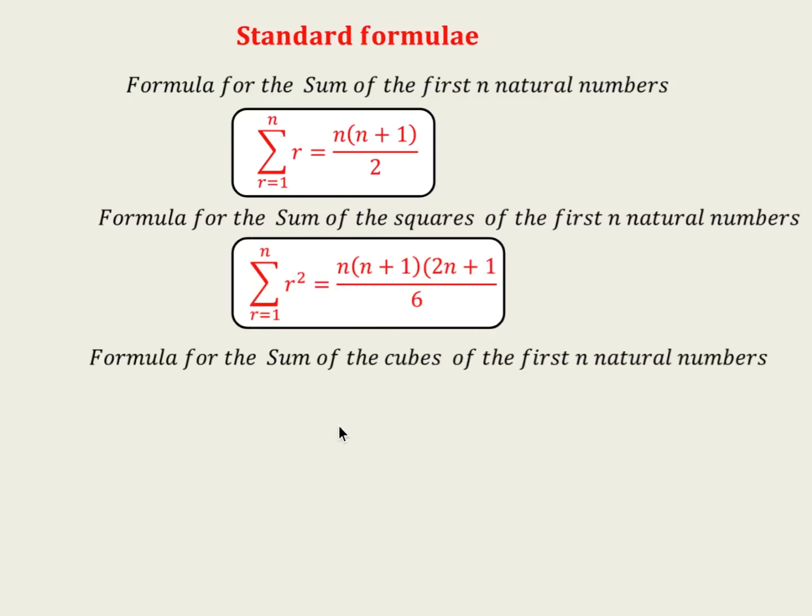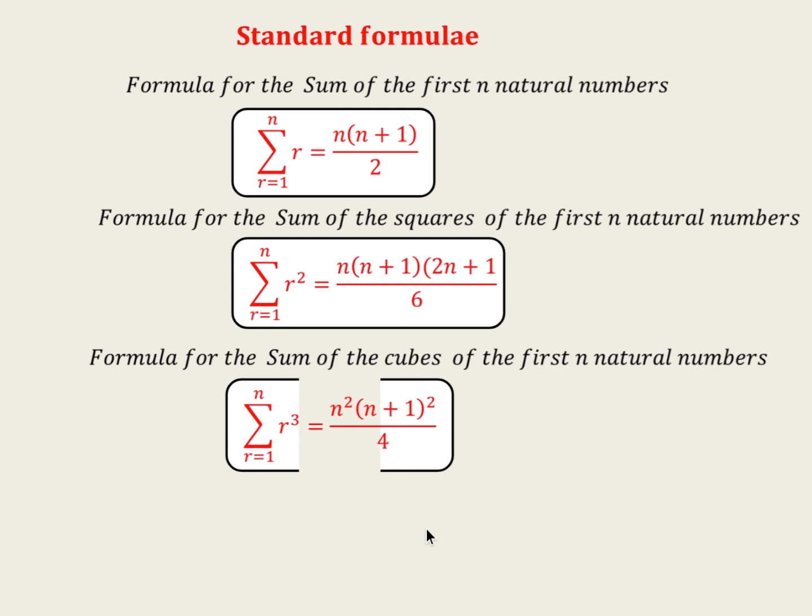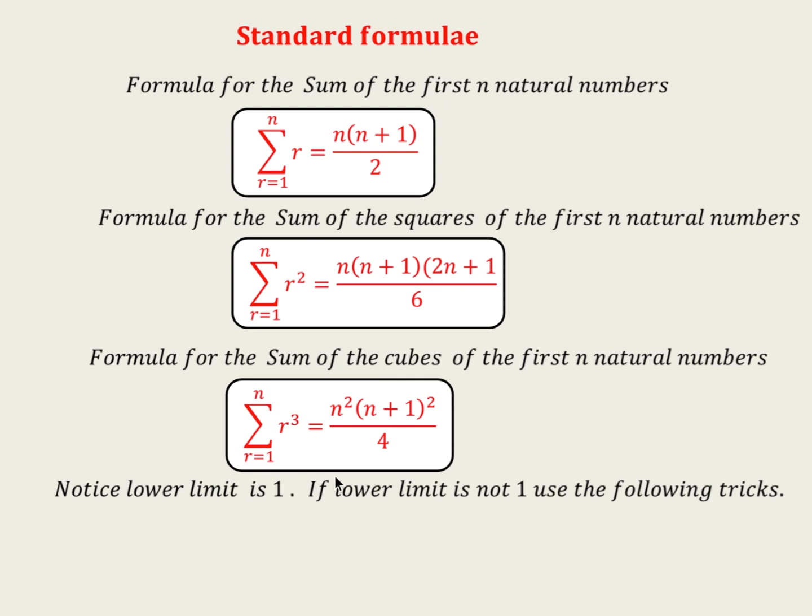Then the last formula we are supposed to look at is the sum of the cubes of the first n natural numbers, which is given as summation from r equals 1 to n of r cubed equals n squared into n plus 1 all squared all over 4. And one thing we have to note is that in all the three formulae, the lower limit is 1.